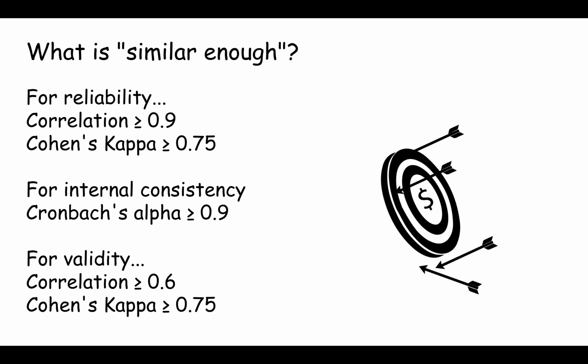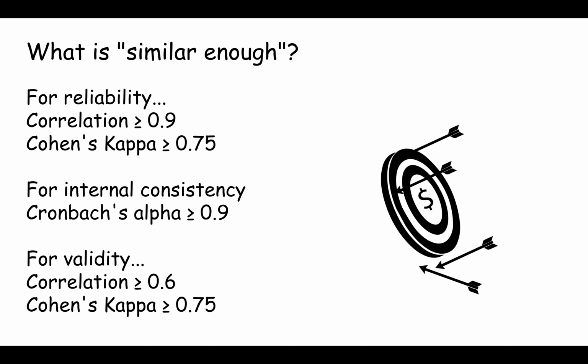Now, once you've done these tests, what is similar enough? For our purposes, for reliability, we expect correlation to be greater than 0.9. If you'll remember, a correlation can go from -1 to +1. In most cases, we are looking for our two measures to be positively correlated. So when one goes up, the other goes up. And for reliability, we're measuring the exact same thing twice, so we expect extremely high correlation. So 0.9 or above is extremely high correlation.